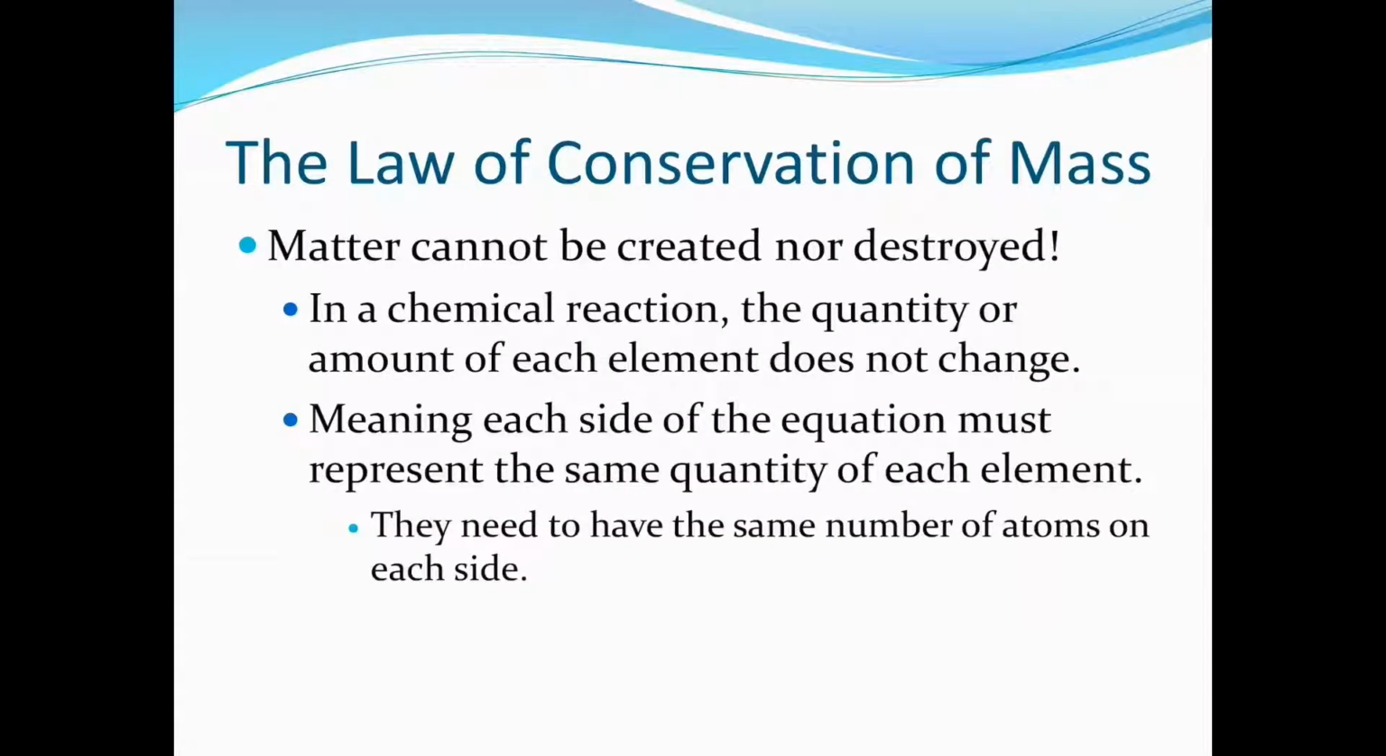So first we have to learn about the law of conservation of mass. This states that matter cannot be created nor destroyed. The matter that we have in the universe is all that we have. So in chemical reactions, the quantity or amount of each element does not change, meaning that each side of the equation needs to have the same amount of each element. So to sum it up into simple words, they need to have the same number of atoms on both sides.